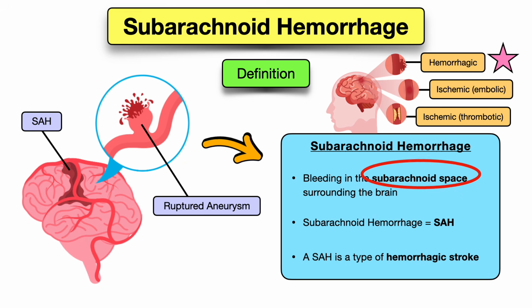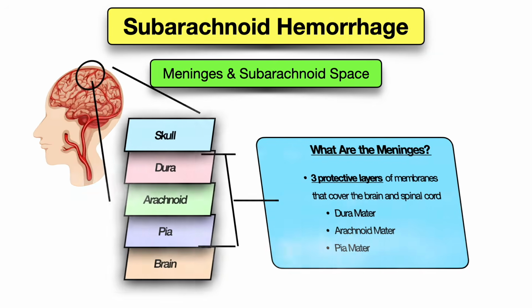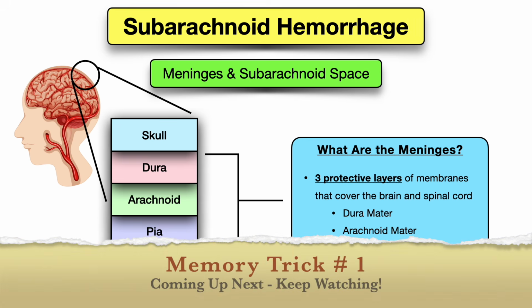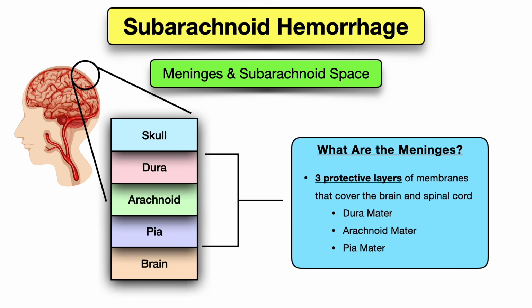Now, we said a subarachnoid hemorrhage is bleeding in the subarachnoid space surrounding the brain. So what is the subarachnoid space? Let's take a closer look at that. If we zoom in on the brain, we can see the brain is surrounded by protective membranes. These protective membranes are called the meninges, and they're located between the brain and skull. So if you look at the definition, the meninges are three protective layers of membranes that cover the brain and spinal cord. The three layers from outer to inner include the dura mater, arachnoid mater, and pia mater.